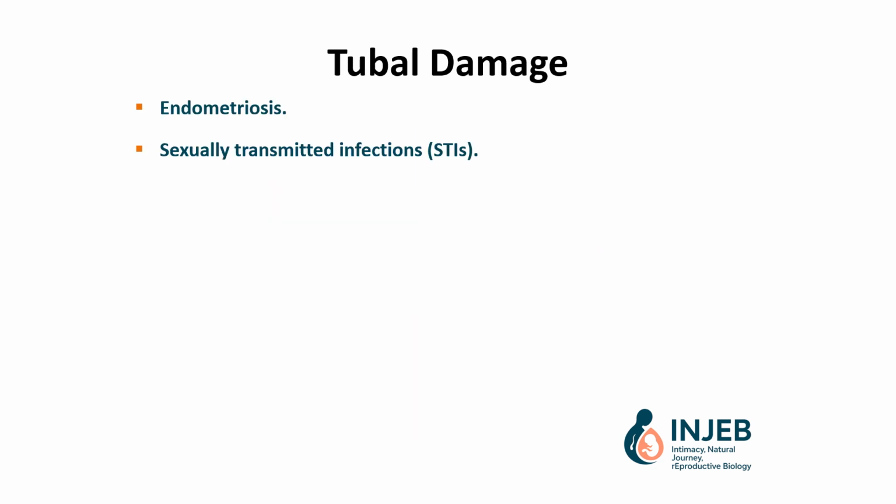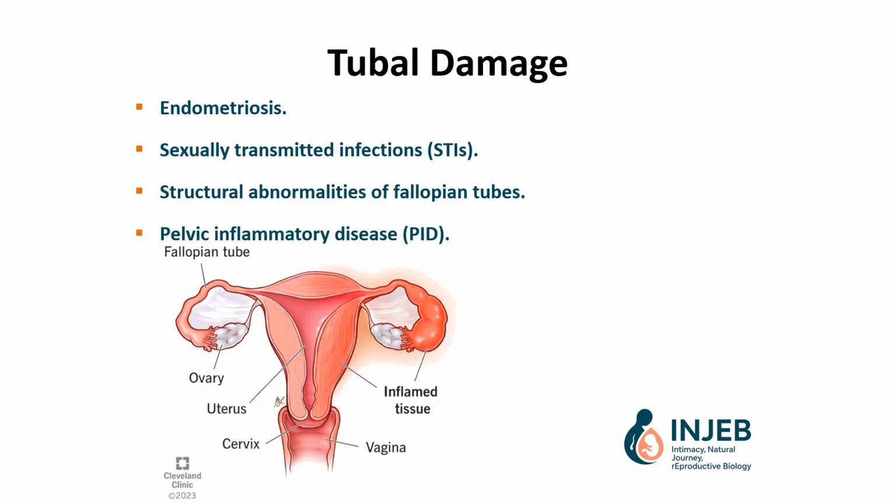Another cause of tubal damage is sexually transmitted infections or STIs. It can also be due to structural abnormalities of the fallopian tubes, either congenital or acquired, or post-surgery, or it can be caused by the pelvic inflammatory disease, which is related to infections of the fallopian tubes or of the adnexa.